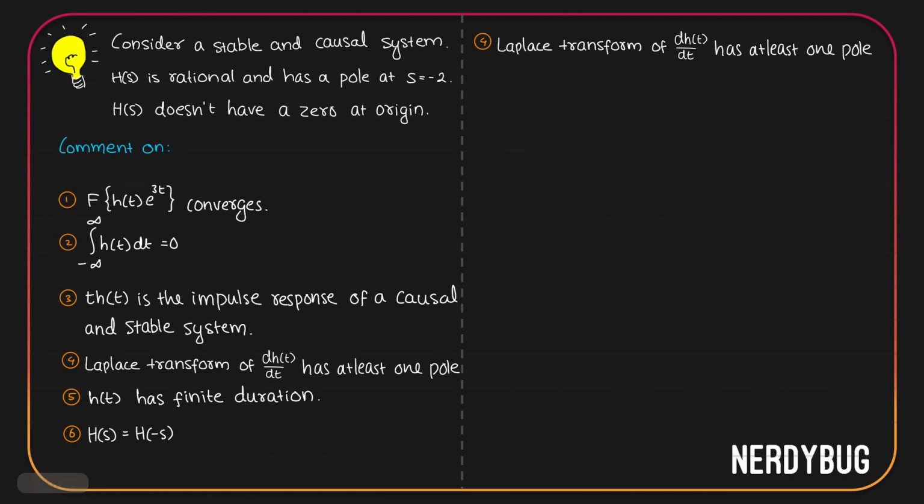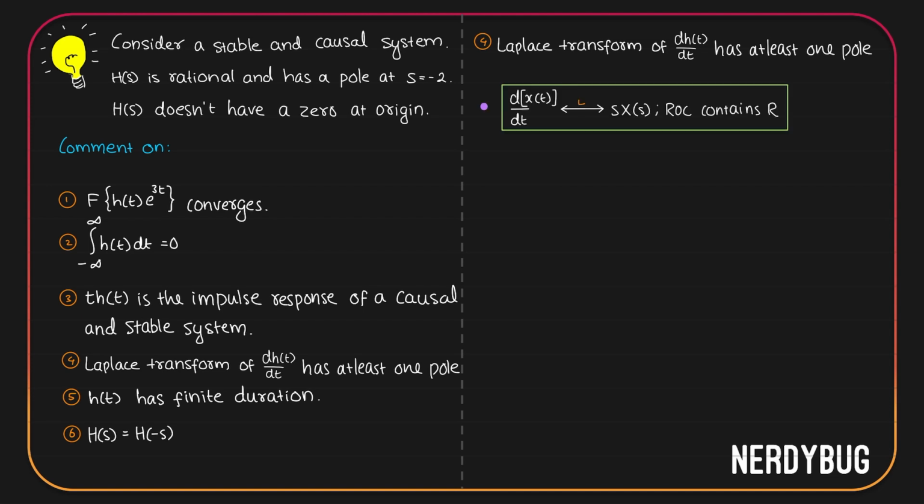Let us take the next statement. Laplace transform of d/dt of h(t) has at least one pole. Let us bring a property that we have learned before. Laplace transform of the derivative of a function x(t) is sX(s), and its ROC will contain the original ROC. Using that, we can write the Laplace transform of the derivative of h(t) is going to be s multiplied by H(s), and its ROC will contain the original ROC of H(s). We are multiplying H(s) with s.